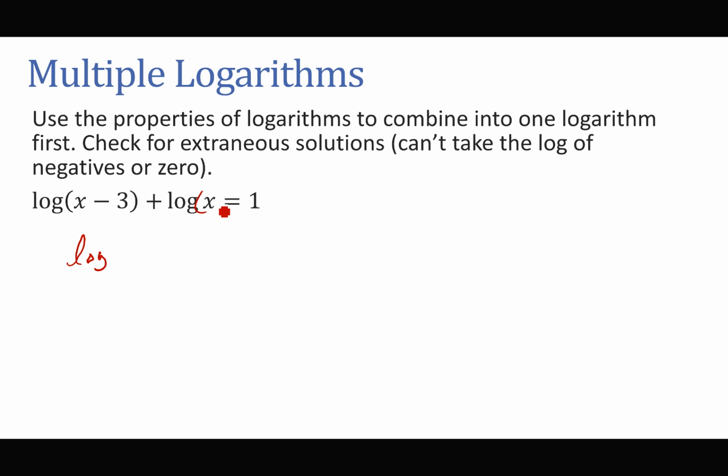What do I do with these parts? Sterling, what do I do with these parts? Yes, you do. Okay. If I have two logs that are being added together, I can do what with those? Multiply. Okay. So this really is x times x minus 3 equals 1. And I could rewrite this as log of x squared minus 3x equals 1. I can distribute that through.